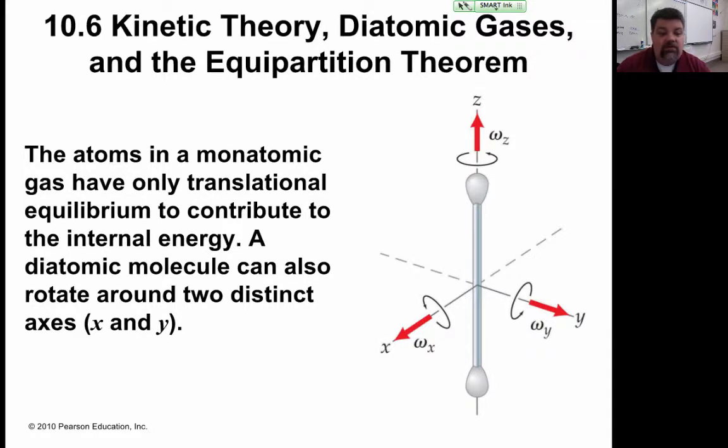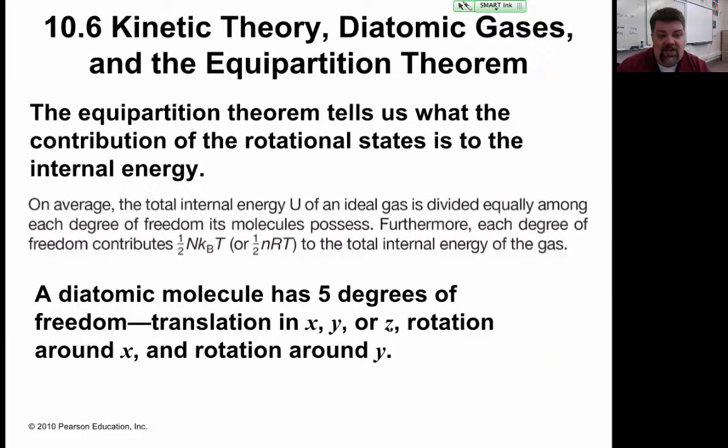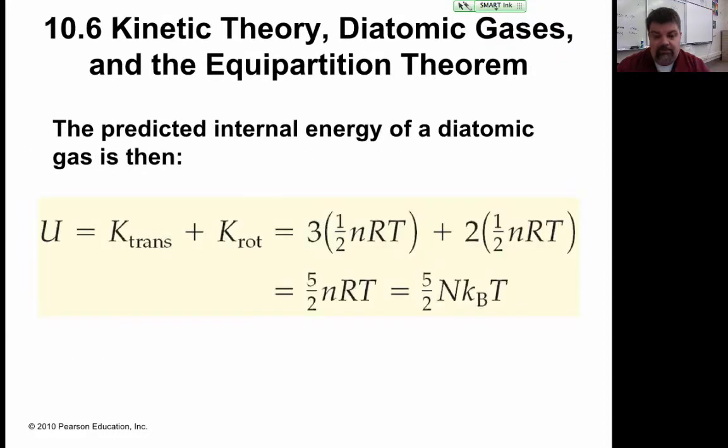So a diatomic molecule can also rotate because there's the two interlocking atoms, and they'll rotate about an axis, the x and y axis. So the equipartition theorem tells us what the contribution of the rotational states is to the internal energy. On average, the total internal energy U of an ideal gas is divided equally among each degree of freedom its molecules possess. Furthermore, each degree of freedom contributes to the internal energy based on those formulas. A diatomic molecule has 5 degrees of freedom: translation in the x, y, and z, but rotation around the x and rotation around the y.